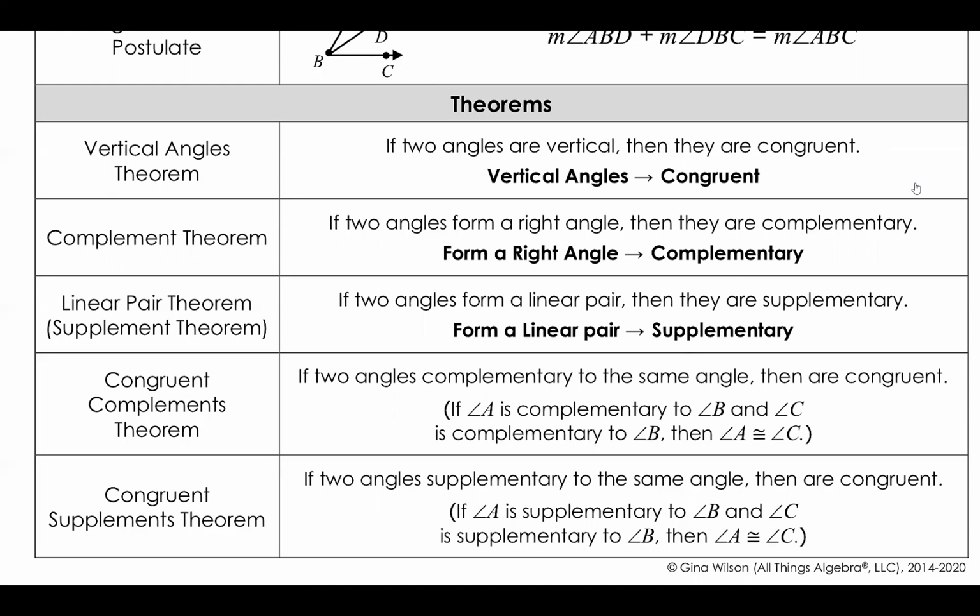Linear pair, we know this one. Two angles on the same line, cut by somebody, they are supplementary. What's it mean to be supplementary? Their sum is 180. Good. Congruent complements, I can promise you won't see this one too often. But it's okay. If two angles are complementary to the same angle, they are congruent.